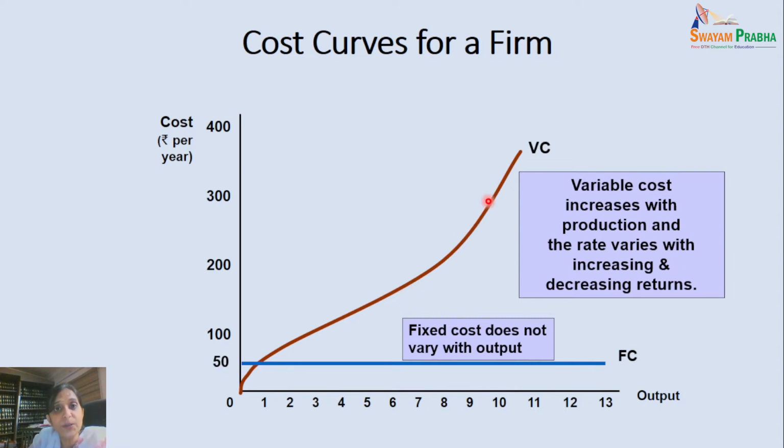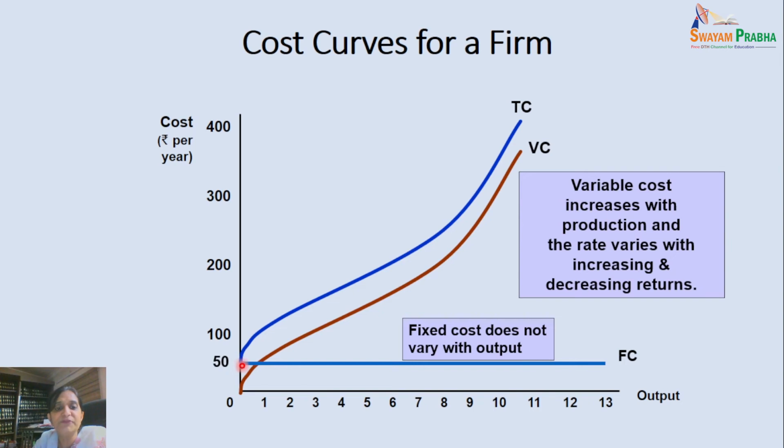Now what is total cost? Total cost is the sum of variable cost and fixed cost. So what do you think, learners? Where will the total cost curve start from? Will it start from 0 or will it start from 50? It will start from 50. Why? Because even though your variable cost is 0, still fixed cost is there, no? So 0 plus 50 gives you 50.